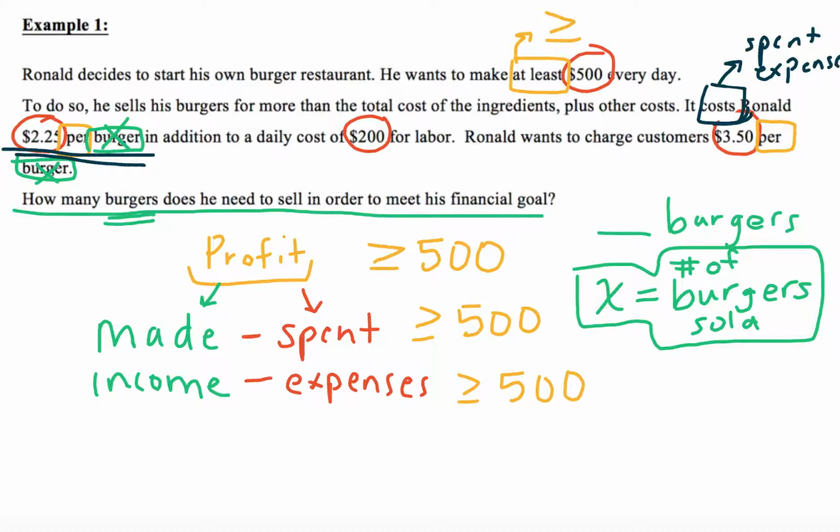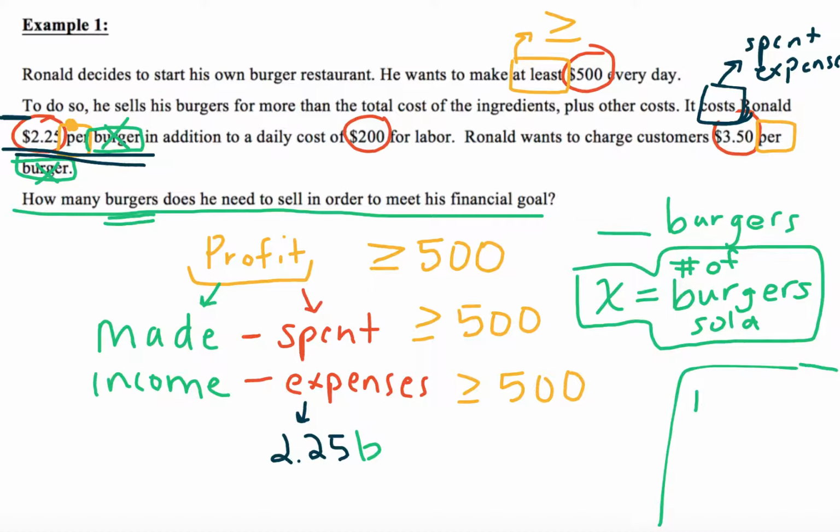So that's going to be a negative for him in the expenses. One of his expenses is $2.25 per burger. Per can mean division at times, but in this situation, we can say it's $2.25 times the number of burgers he spends. For a quick example, right?